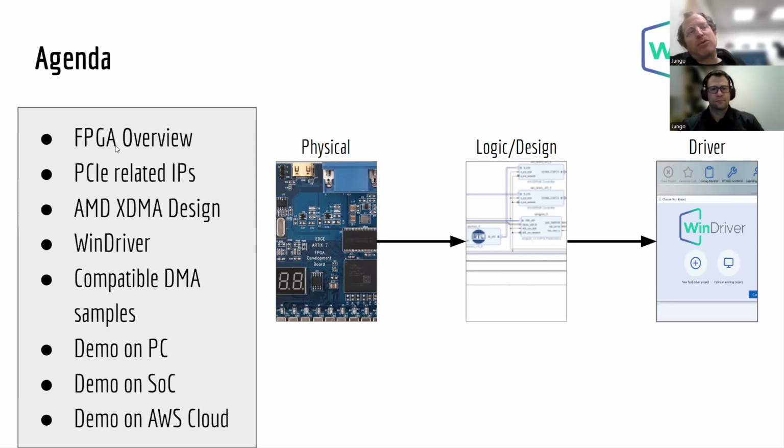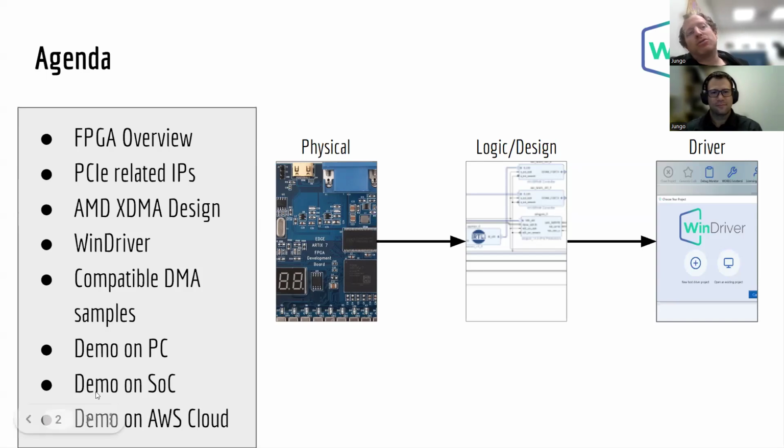First of all, we're going to give a quick overview of what's an FPGA, and then we're going to talk a little about PCIe related IPs and what are IPs in general. Then we're going to talk a little bit about AMD XDMA design. That's the DMA IP from Xilinx. And then Shlomi is going to talk about what is WinDriver, what compatible DMA samples we offer for different DMA IPs from the leading vendors of FPGAs. And then Shlomi is going to show you a demo on the PCIe plus host configuration using Windows.